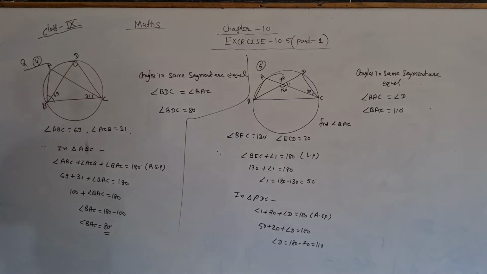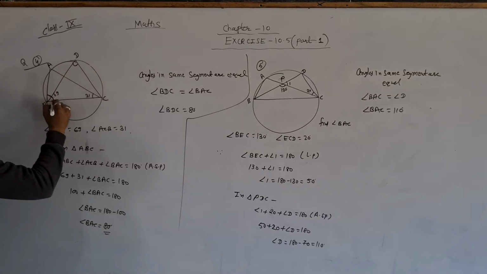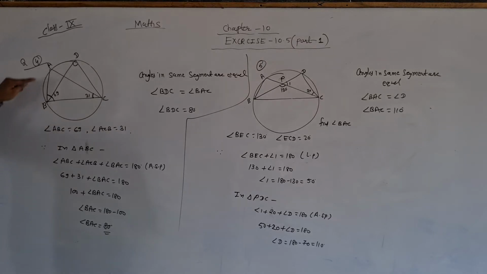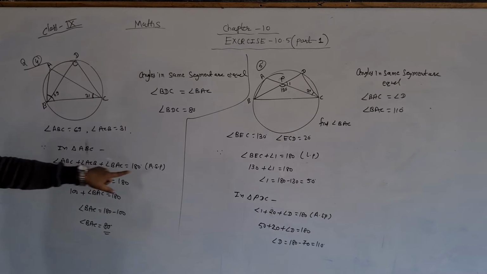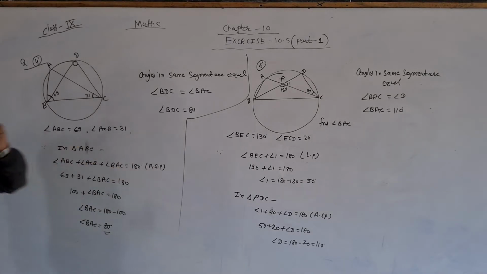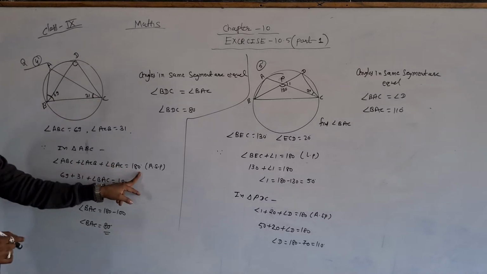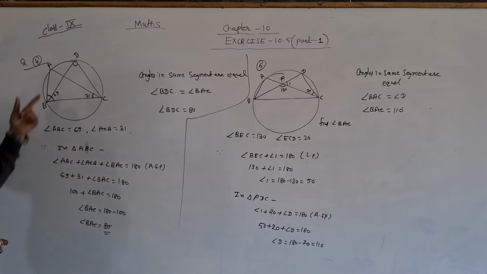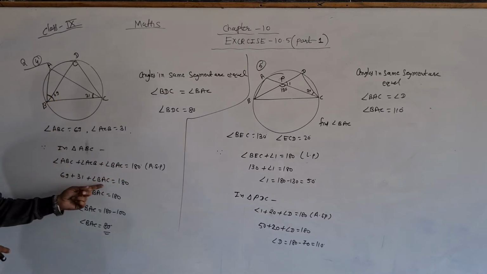So first of all, as you know, this whole angle is given 69 and this angle is given 31. Okay, so in triangle ABC, two angles are given, the third angle we can find with the help of the angle sum property. So as you know the angle sum property, angle A plus angle B plus angle C is equal to 180. Angle ABC is given 69, 31, and BAC we need to find out.